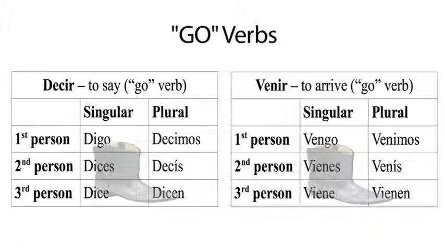Many go verbs like tener, decir, and venir are also stem-changing verbs in the tú, él, ella, usted, ellos, ellas, and ustedes forms. Or the boot. I told you we'd see that boot again. And remember that nosotros and vosotros fall outside of the boot, which means that they have regular conjugations and don't follow the stem change. Let's conjugate tener while talking about age.